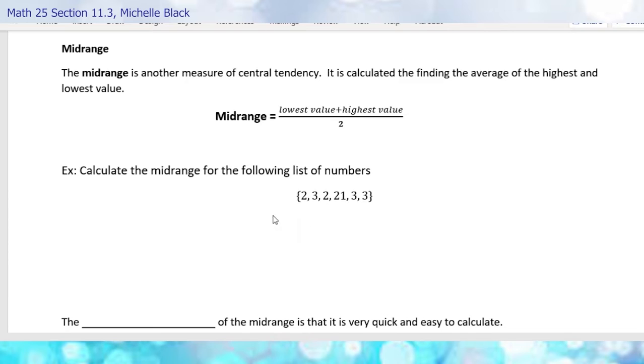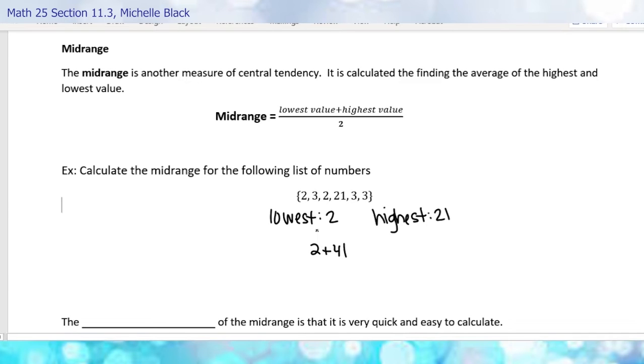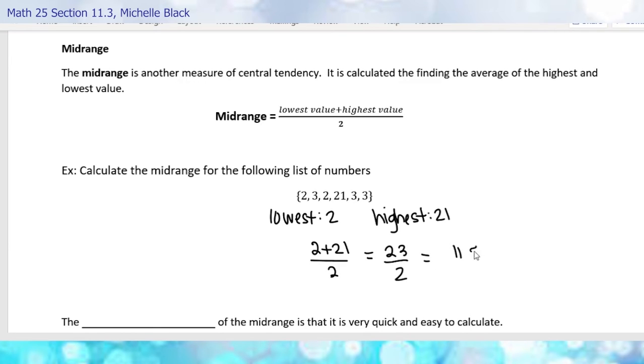Our lowest value is 2, and our highest value is 21. So we need to add these together and then divide by 2. And our mid-range comes back as 11.5.